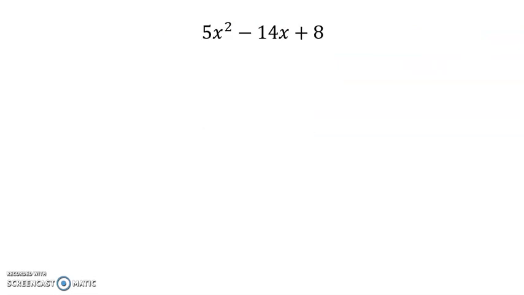Okay, let's do it again. 5x squared minus 14x plus 8. First thing I look for is the greatest common factor. 5, 14, and 8. The biggest number those can all be divided by is 1. So I move on and start solving this. I'm going to create the product sum, multiply 5 times 8. There's my product. The sum is always that middle term with the sign. So I need two numbers that multiply to 40, but also add to negative 14.